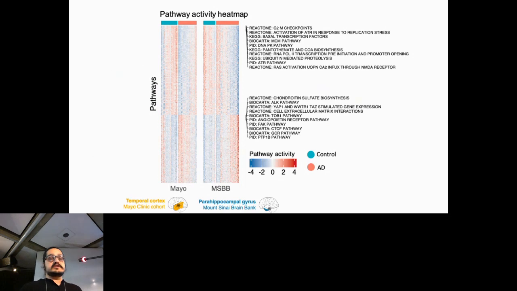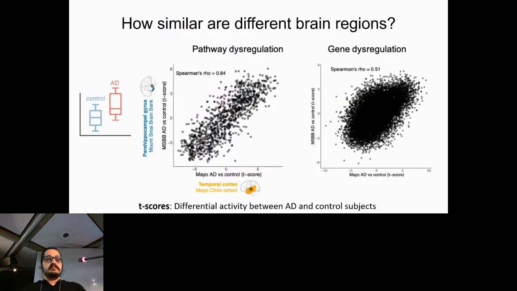So we can calculate the T-scores and plot them out for different brain regions. In this case, you see each dot represents an annotated pathway. The X-axis is the dysregulation of the pathway in the Mayo cohort. The Y-axis is the dysregulation of the pathway in the Mount Sinai cohort. And we see a strong correlation of 0.84 between the two brain regions.